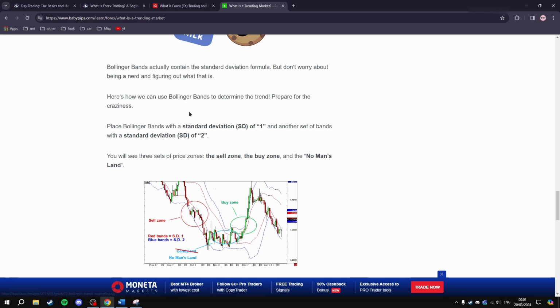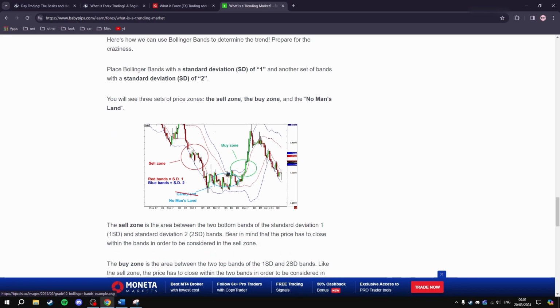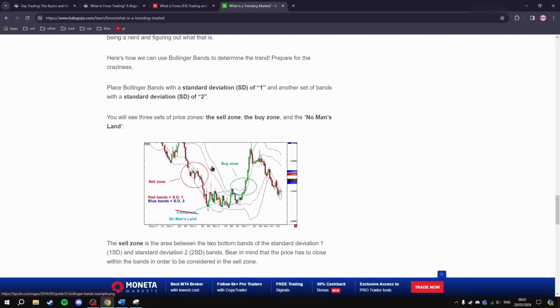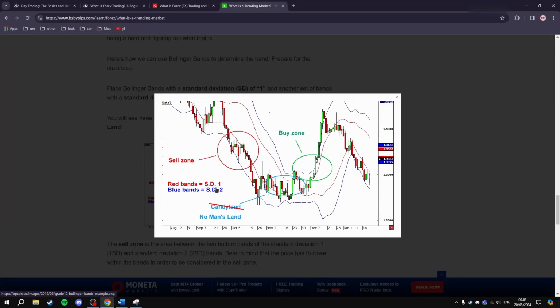Place Bollinger Bands with a standard deviation of 1 and another set of bands with a standard deviation of 2. You will see 3 sets of price zones: the sell zone, the buy zone, and the no man's land. Oh, I don't remember this actually. So, let me just reread that. Place Bollinger Bands with a standard deviation of 1 and another set with a standard deviation of 2. Red bands is standard deviation of 1, so it's these. Blue band's standard deviation of 2, so it's the outside. So red goes here, red goes here, blue's here, blue's here.